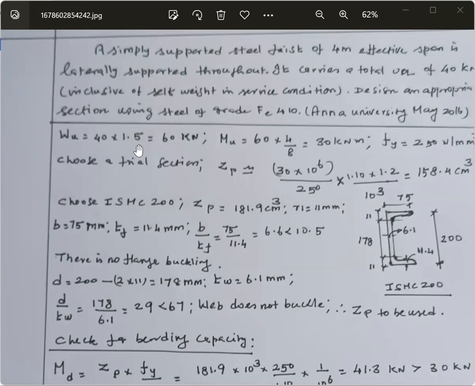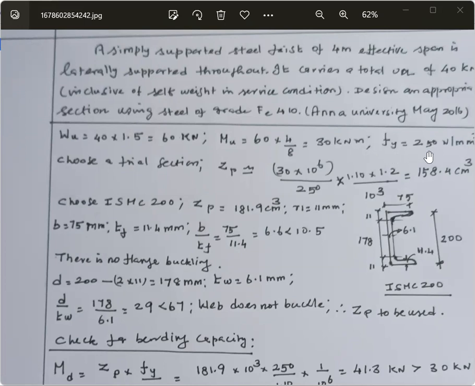The load factor is 1.5. Therefore, the total uniformly distributed load is 60 kilonewton. The design bending moment is equal to WL by 8. Please note, it is not WL square by 8. This is total load, total uniformly distributed load, factored load. So WL by 8 comes to 30 kilonewton meter.